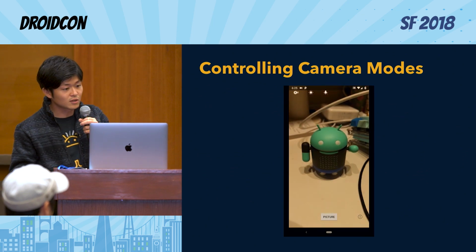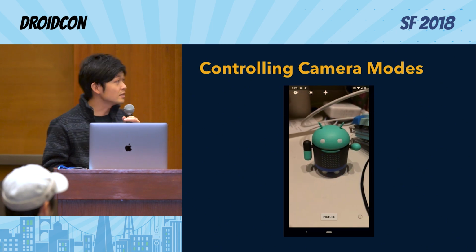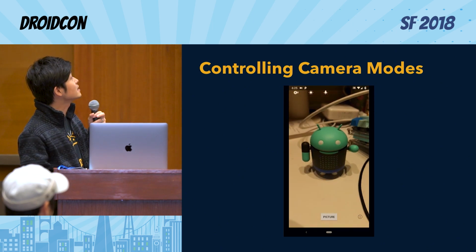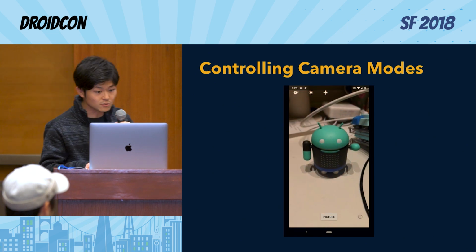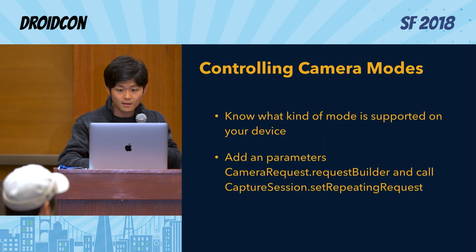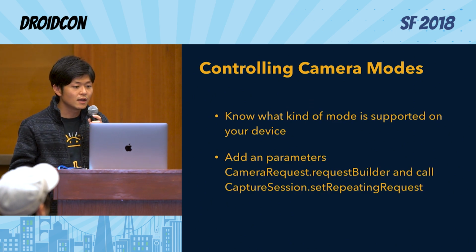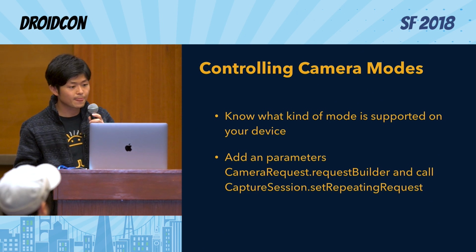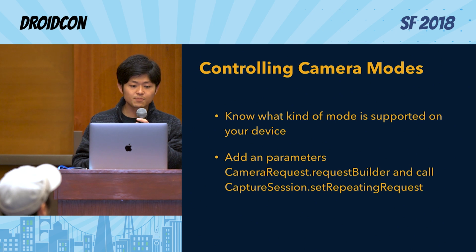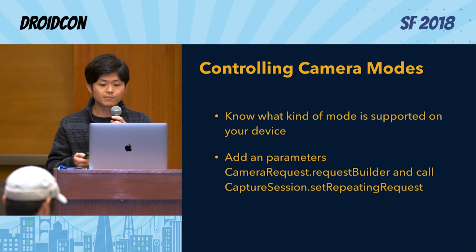So the next one I'm going to talk about is changing the camera control mode. In this example, I'm changing the white balance to light mode, sunny mode, and cloud mode. To change the camera mode, first you need to know what kind of modes are supported on your device. The second step is to add parameters to the request builder and then use setRepeatingRequest, just like we did in the preview.